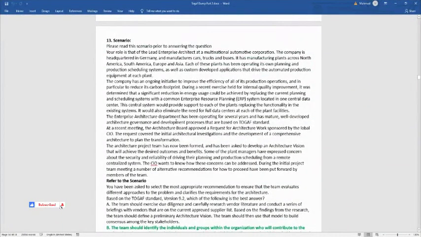Question 13. Your role is lead architect in a multinational automotive program, manufacturing German and circular track and bus, within a collection of plants across North America, South America, Europe and Asia. Each of these plants operates its own planning and production scheduling system as well as custom developed applications that drive the automated production equipment at the plant. The company has an ongoing initiative to improve the efficiency of all its production operations, in particular to reduce its carbon footprint.